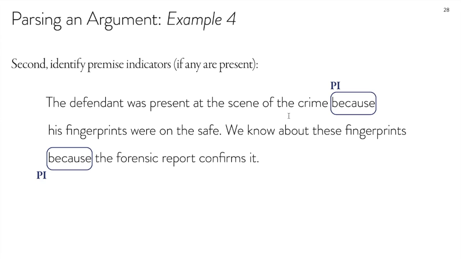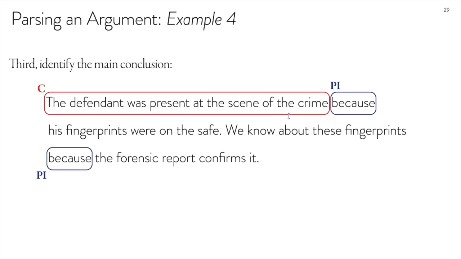So first, we have to read this and think, okay, what's the conclusion? That is to say, what is the one main point that this argument is making? And you have to think about it. The premise indicators give us a little sense of where to start looking. And I think if you think about it, you'll see the defendant was present at the scene of the crime. And we're given reasons now to believe that, so now we can underline the rest of the premises.